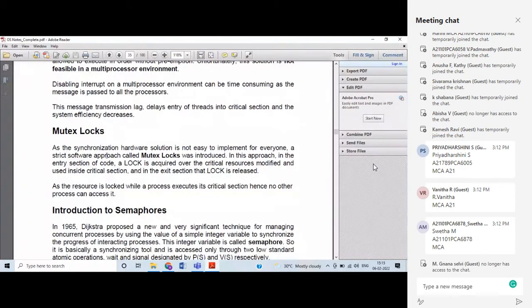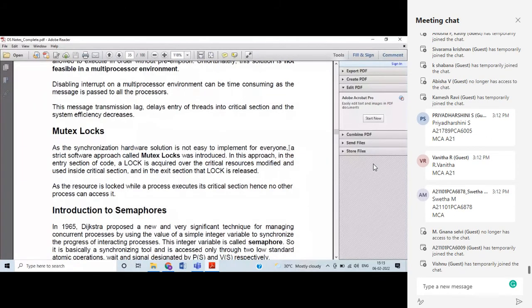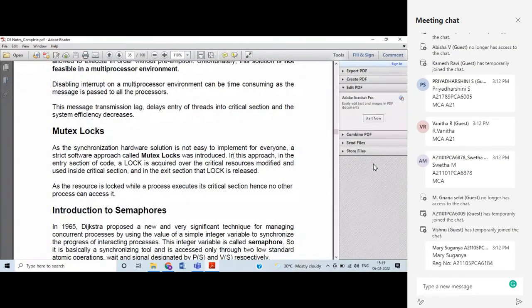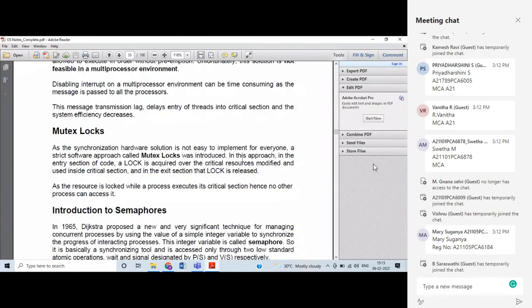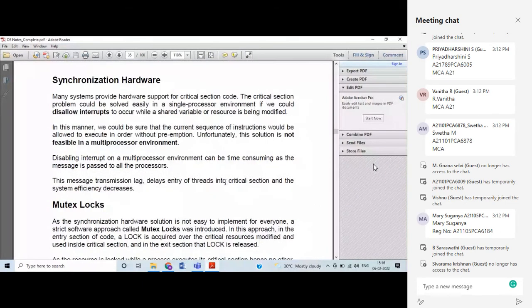Okay, what do you mean by Mutex locks? As the synchronization hardware solution is not easy to implement for everyone, that is, in the multiprocessor environment, a strict software approach called Mutex locks was introduced. In this approach, in the entry section of a code, a lock is acquired upon the critical resources modified inside the critical section, and in the exit section that lock will be released.